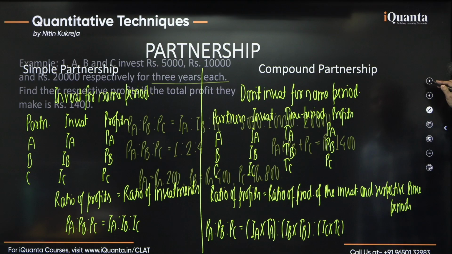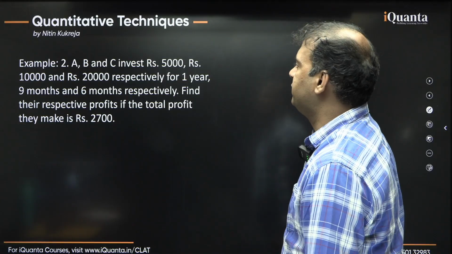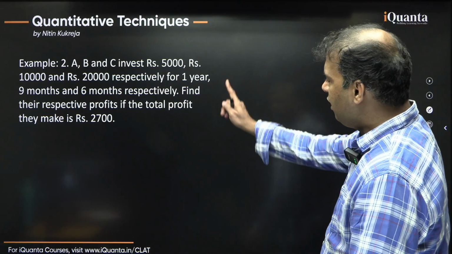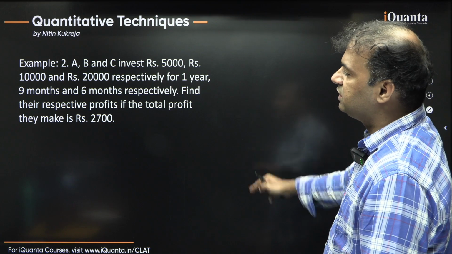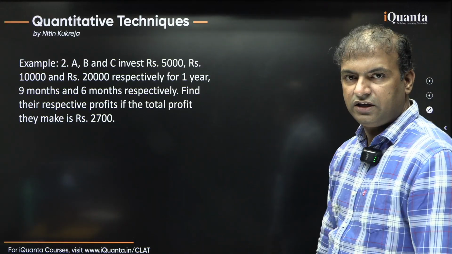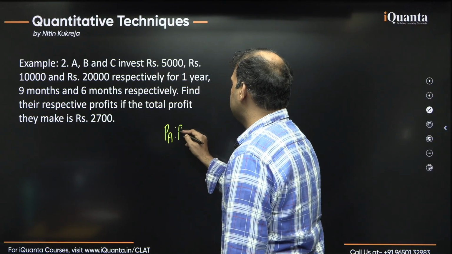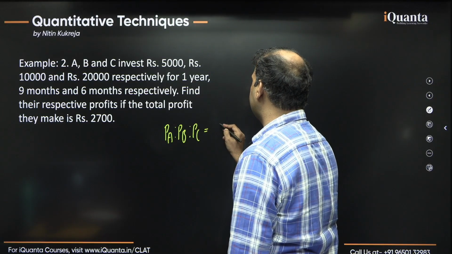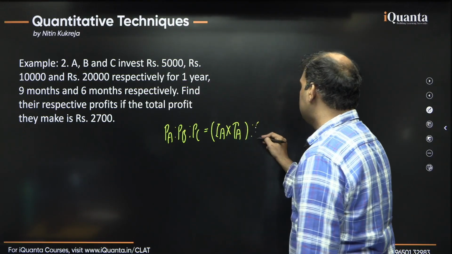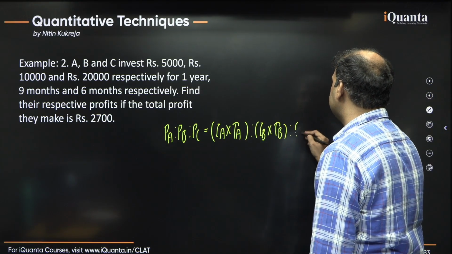Let's quickly do one example on this as well, just like we did for simple partnership. The example says there are three partners A, B, C who invest 5,000, 10,000 and 20,000 for 1 year, 9 months and 6 months respectively. Find out their respective profits if the total profit they make is rupees 2,700. Simple question guys, right? So first I'll write the same relation, that the ratio of the profits should be the ratio of the product of the investment and the time period of all of them one by one, like IA into TA is to IB into TB is to IC into TC.